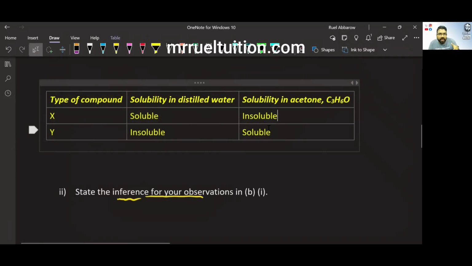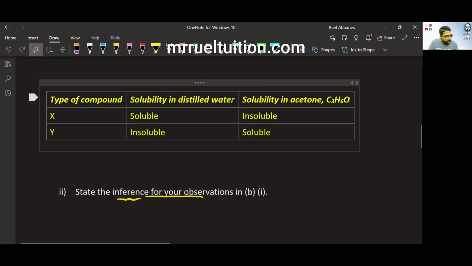So what kind of compound behaves this way? What kind of compound is soluble in water but insoluble in acetone? That would be ionic compounds, isn't it? Ionic compounds are normally soluble in water and insoluble in acetone. Of course, there are exceptions, but generally, right? So why is substance X soluble in water but insoluble in acetone? Simply because substance X is an ionic compound. Done. That's about it. That's your inference.